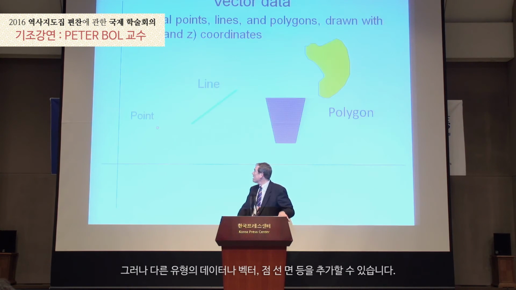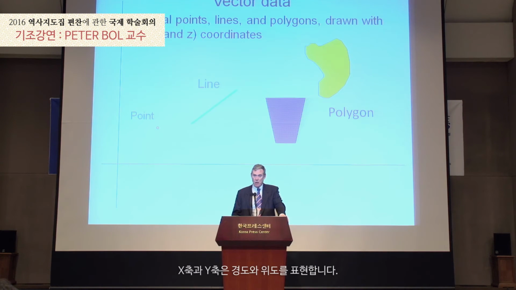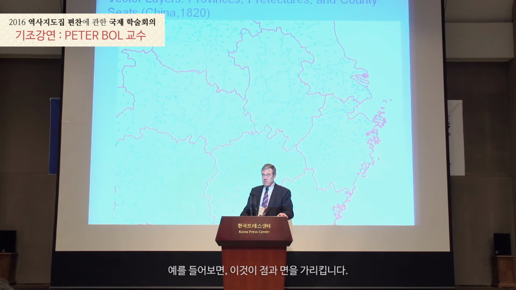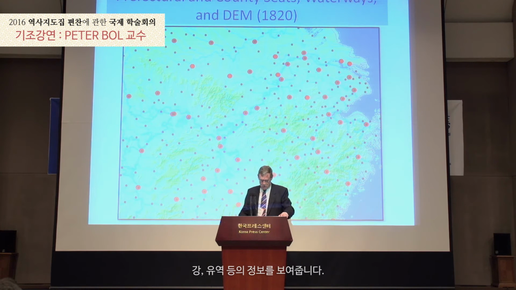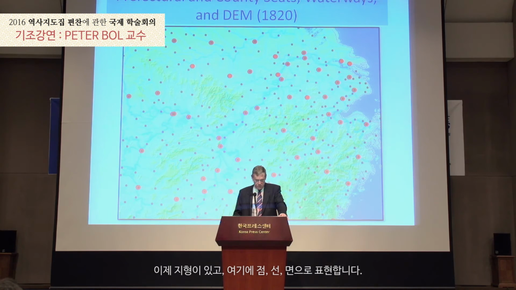But we can add another kind of data called vector: points, lines, and polygons, where each point has a location on the x and y axes, and the x and y axes represent longitude and latitude. Here are examples of points, lines, and polygons, placed with points on top of a DEM, to which we've added rivers. And that, in effect, is what we call a true GIS.